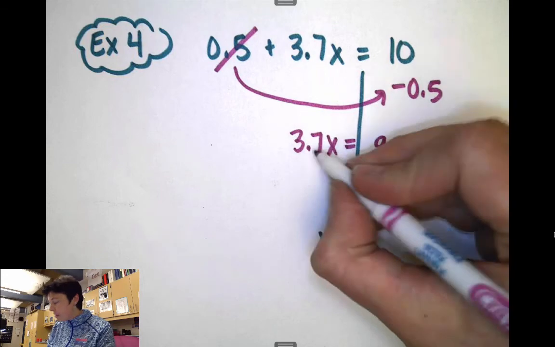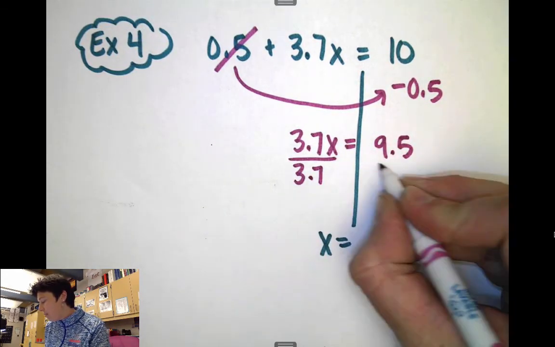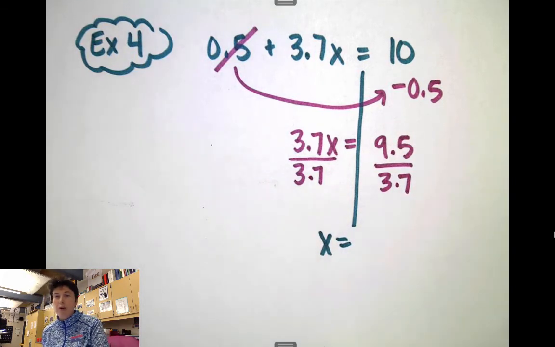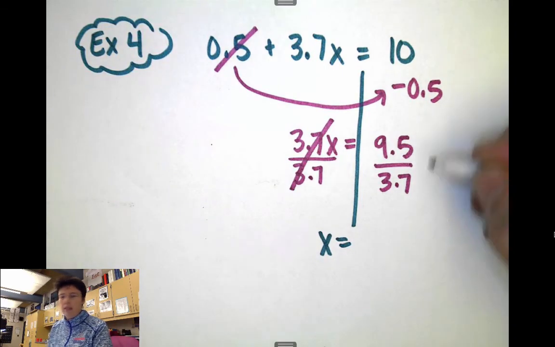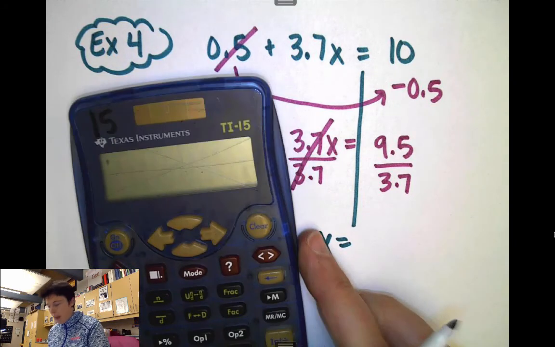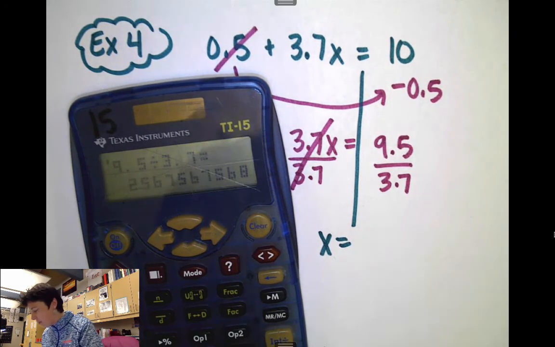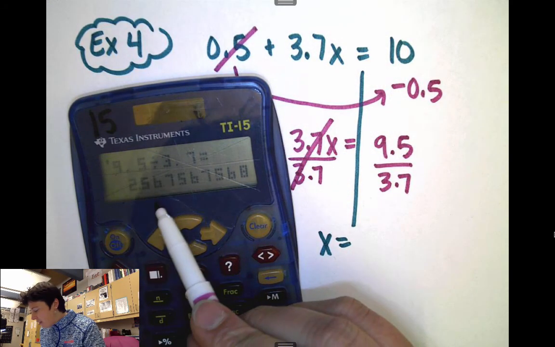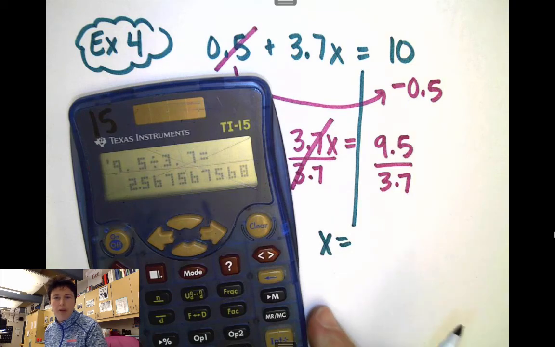Well, it's 3.7 times x. So we are going to divide by 3.7 on both sides. Now this is where I'm going to need my calculator for sure. The 3.7s go away. But 9.5 divided by 3.7, that's not something I have memorized. So we're going to go back to our calculator here. And we're going to do 9.5 divided by 3.7 and see what kind of ugly decimal we get. 2.56756756.